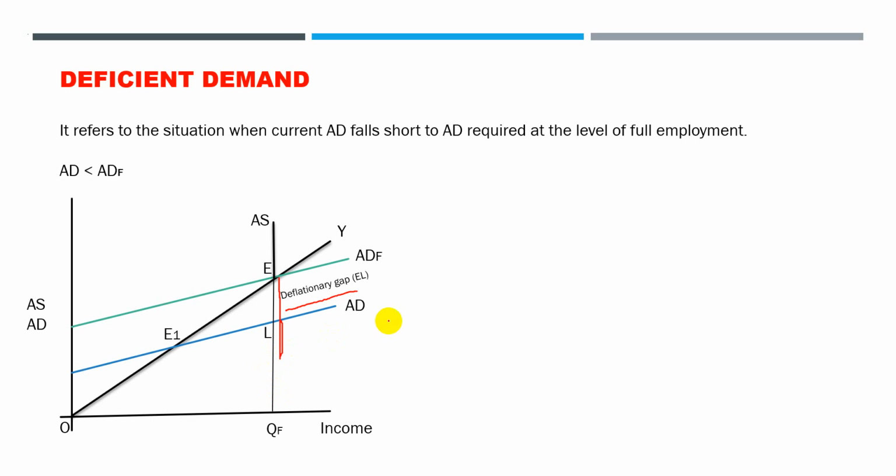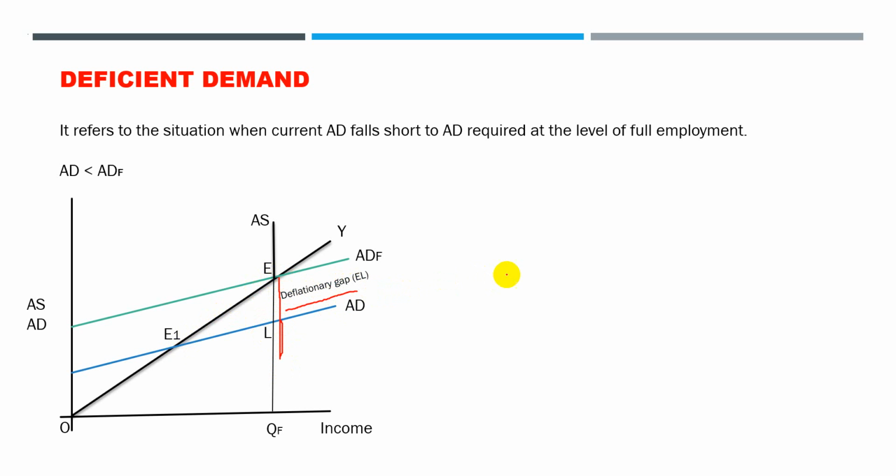So from this diagram, we can summarize. Full employment level is OQF. The aggregate demand required for full employment is EQF. Actual aggregate demand is LQF. Deflationary gap is EQF minus LQF, which is equal to EL. The point of underemployment equilibrium is E1. The point of full employment equilibrium is point E. Therefore, this is the deflationary gap or deficient aggregate demand.